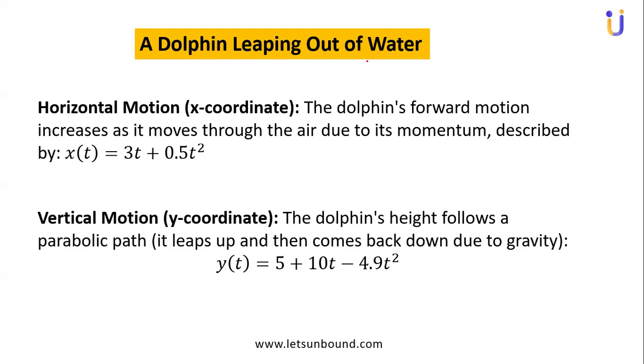A dolphin leaping out of water. It will just come like this, right? Kind of a parabola shape. The dolphin's forward motion increases as it moves through the air due to its momentum. So there is horizontal motion and also vertical motion. Horizontally it's moving, and vertically there is a kind of wave structure. So we define the horizontal with a particular equation, and y, the vertical motion, is something like this, because the speed increases, the height increases, and then it decreases. But horizontally, it just keeps increasing.